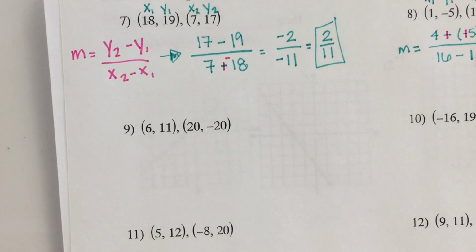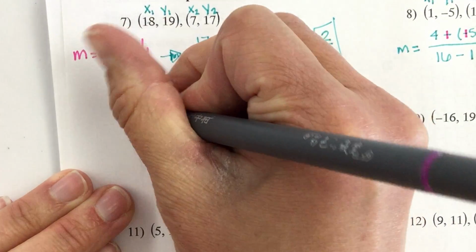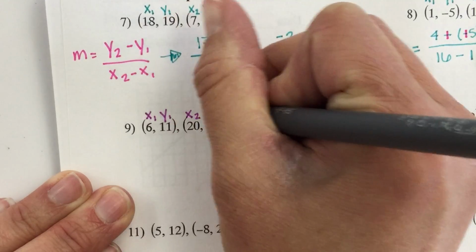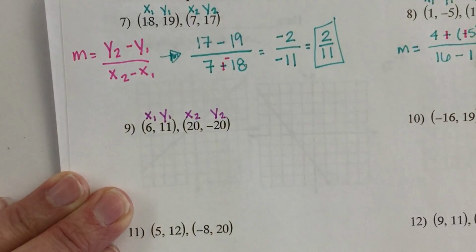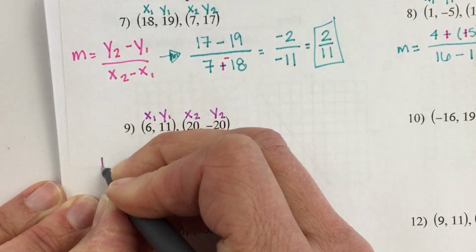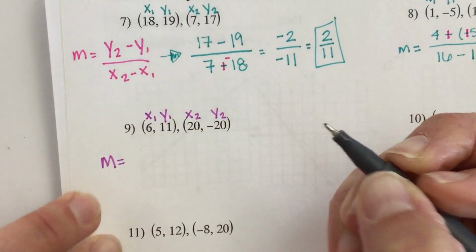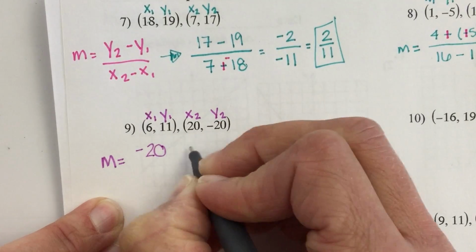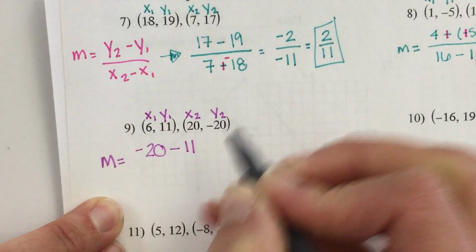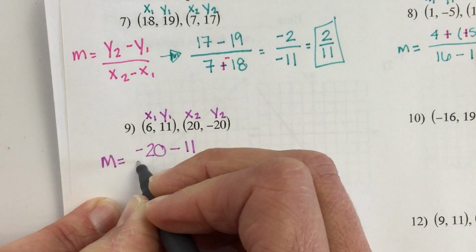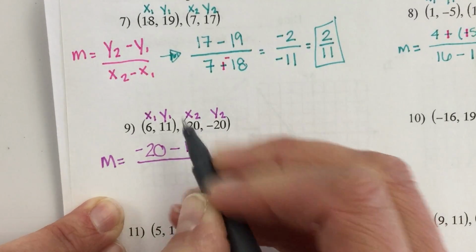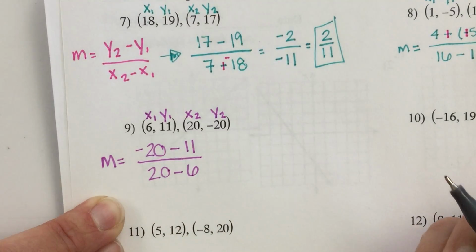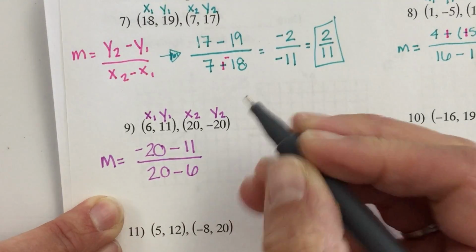Let's do a couple more. x1, y1, x2, y2 equals -20 minus 11. y2 minus y1. Positive 20 minus 6. x2 minus x1.